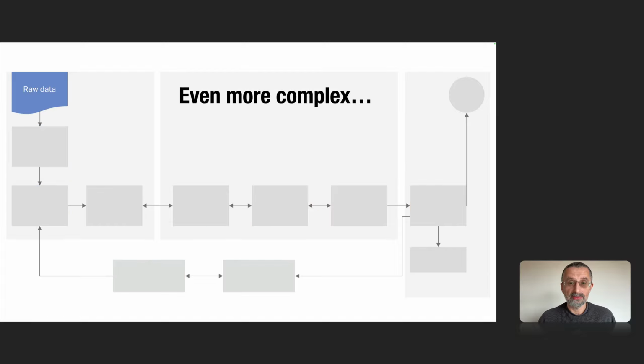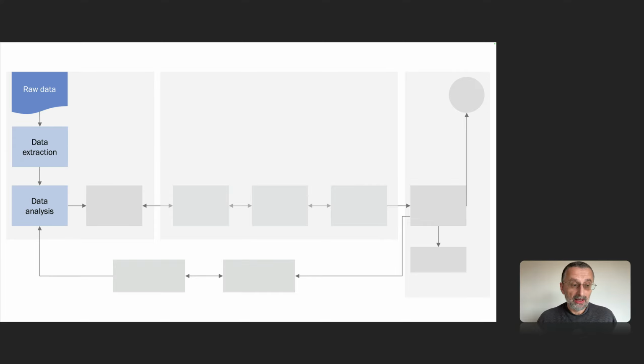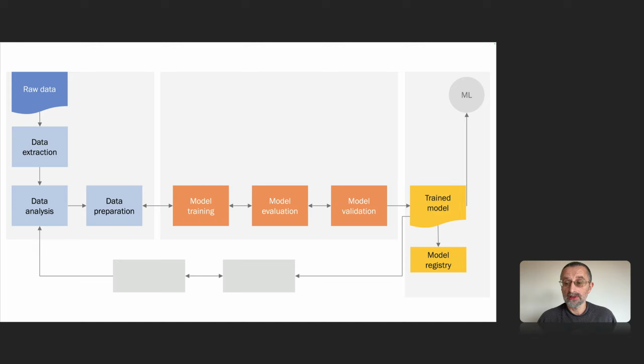It's a bit more complex. Or that may be even more complex. So we have this raw data. We need a separate data extraction stage because of the forms and the volume of the data. And then we have a separate data analysis stage, separate data preparation stage, model training, model evaluation, and model validation stages. Next, we have a trained model, which we need to save, for example, for future use in the model registry.